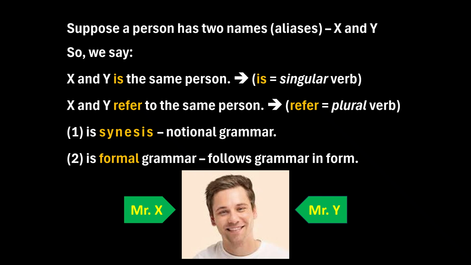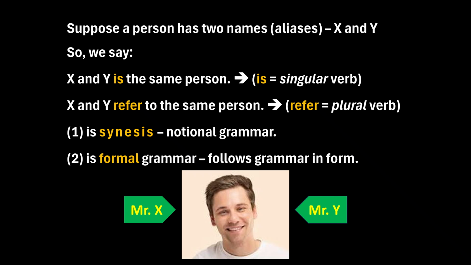And there are several examples. So, Mr. X and Mr. Y, two different names, but one person. Now, how do you say that? X and Y is the same person, or X and Y refer to the same person. When you say X and Y is the same person, you are using a singular verb, is. And when you say X and Y refer to the same person, you are using a plural verb, refer, not refers. No S at the end. So plural verb.